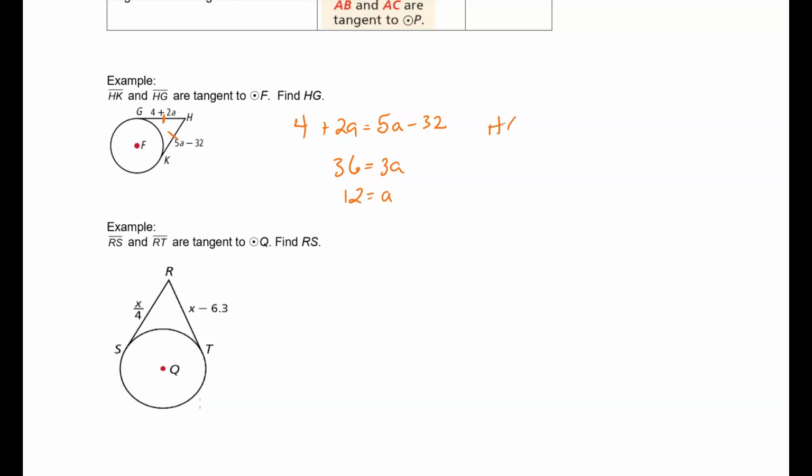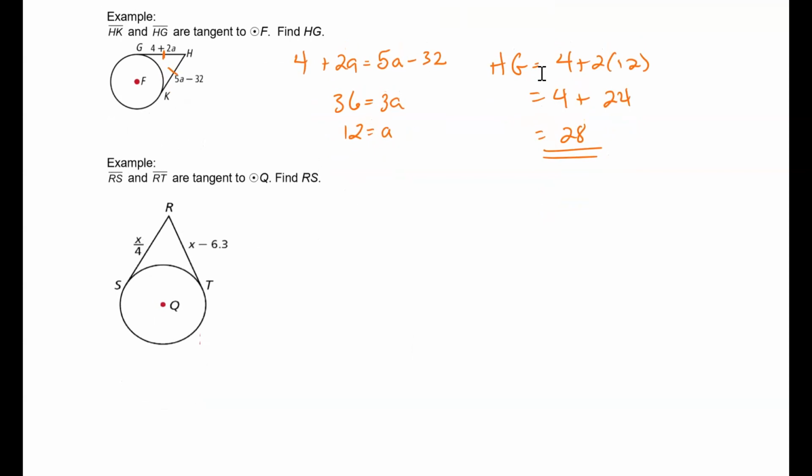But I'm looking for the length of segment HG. That's where I want to go. So we go 4 plus 2 times 12. So that's 4 plus 24, which equals 28. So HG is length 28.